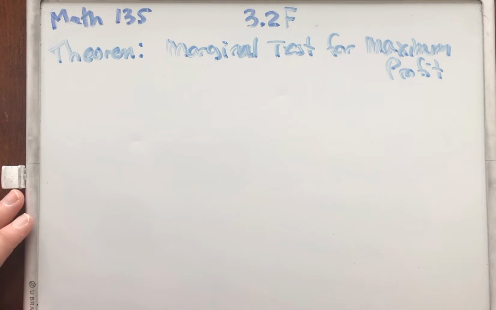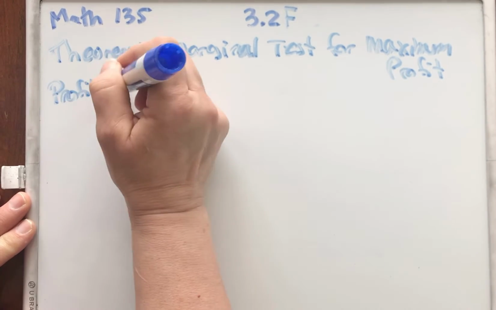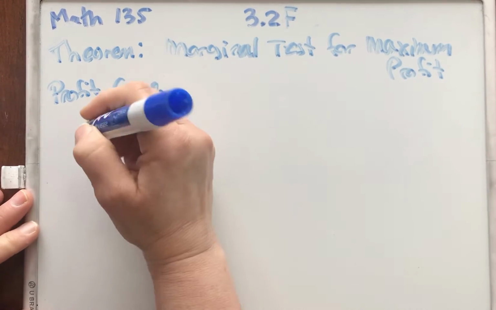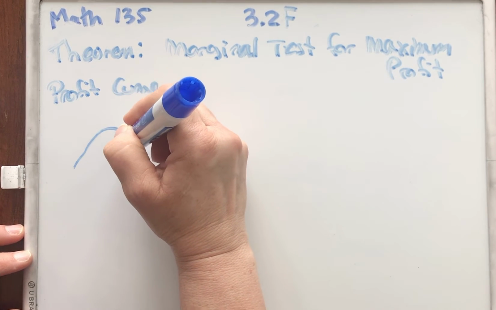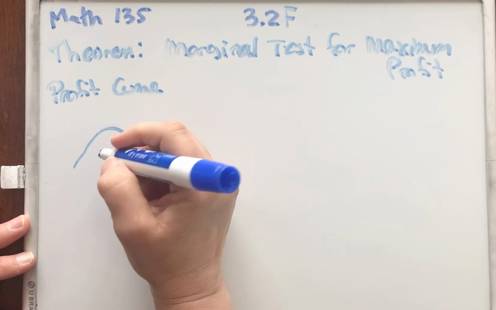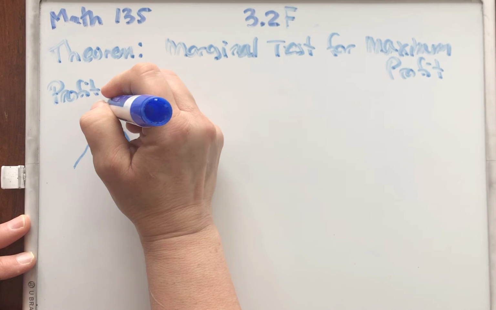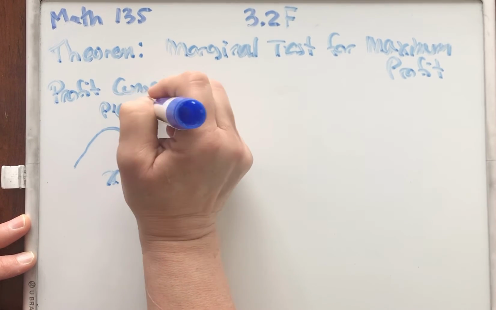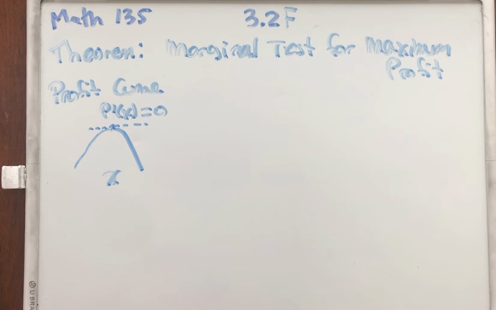Now, if you could think of it this way, this is a profit curve. All right, so let's say we're making profit, we're losing profit. Okay, so here we have the maximum profit. If I have x here, then P prime of x would equal 0 right there, and that would be our maximum profit.